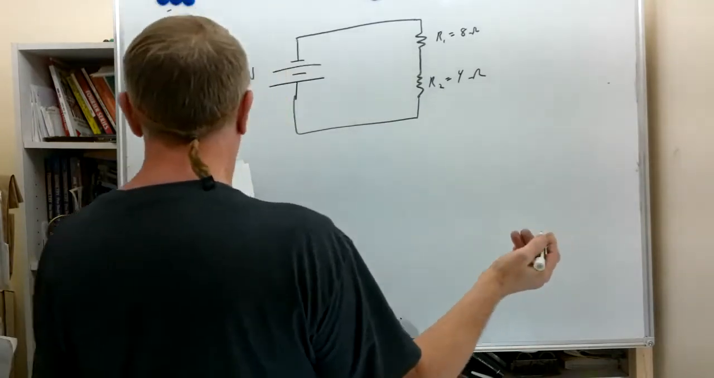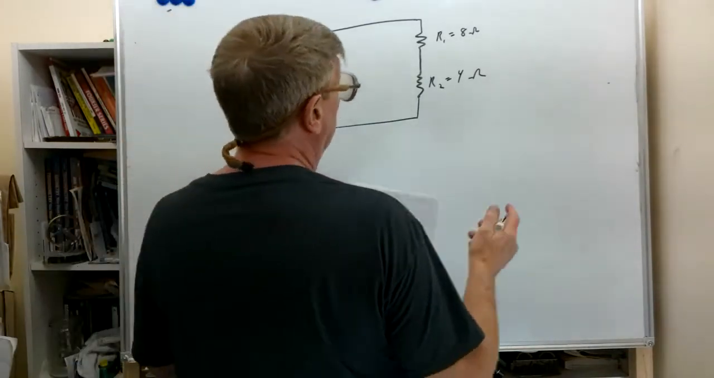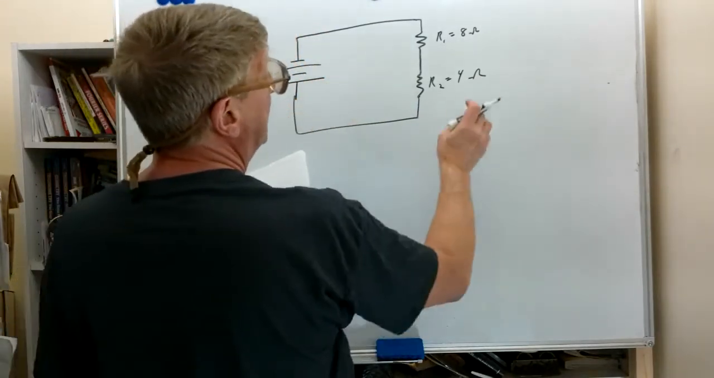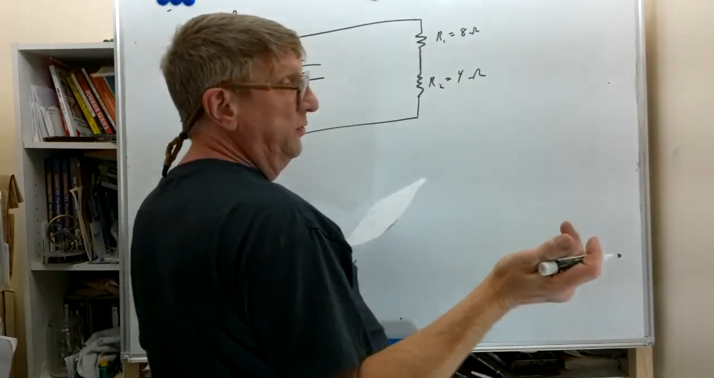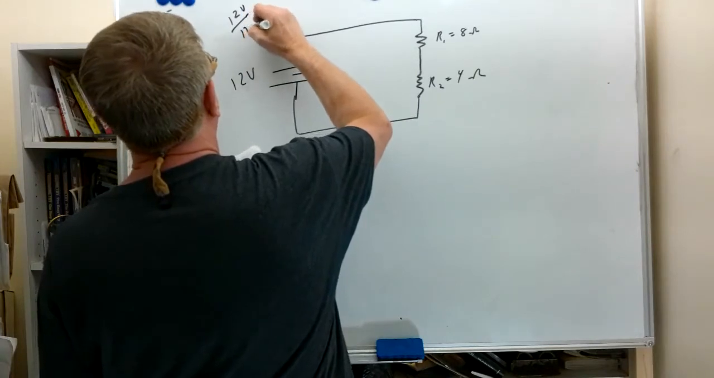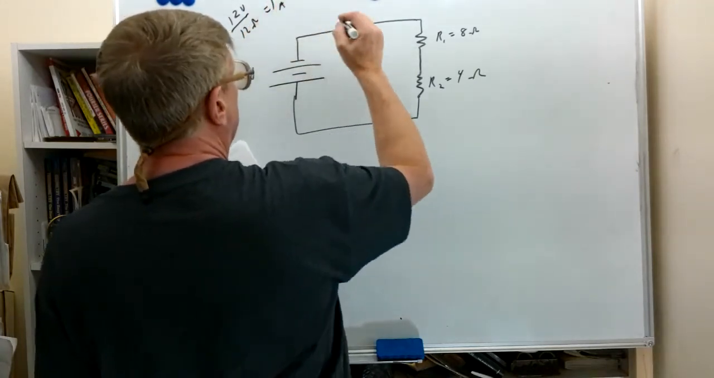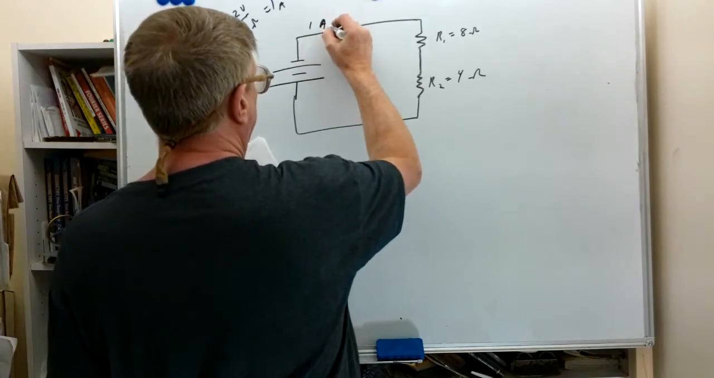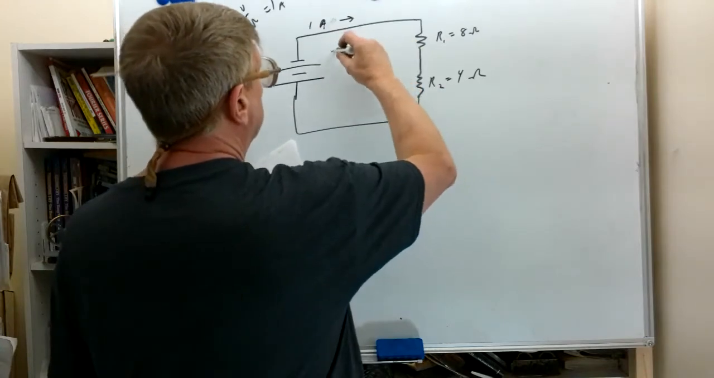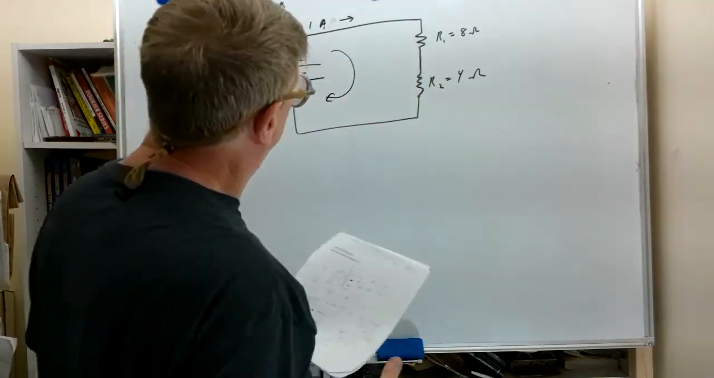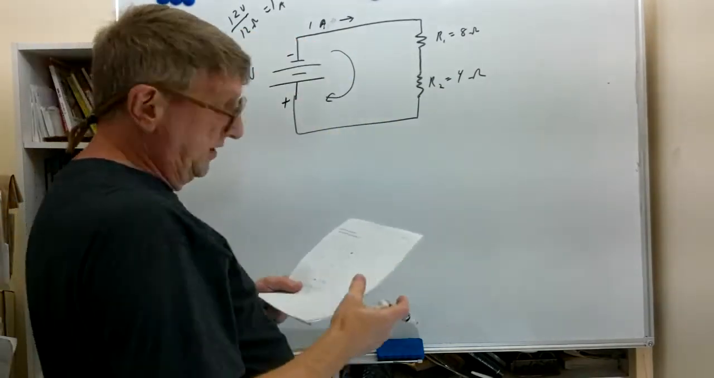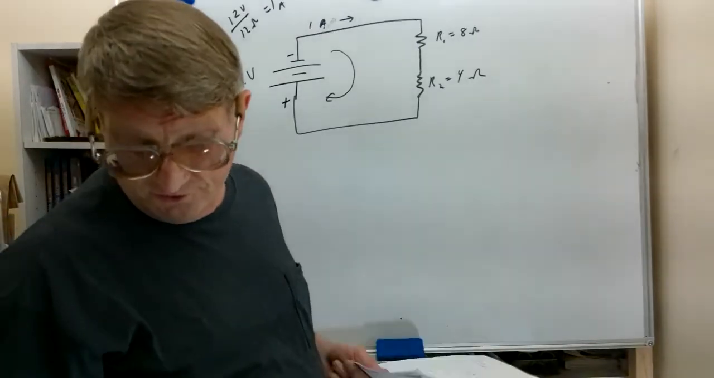So we can calculate the current again. The current will be the 12 volts, voltage, divided by the total resistance. We use our series resistance formula to come up with 12 ohms. 12 volts divided by 12 ohms gives us 1 amp. So we have 1 amp of current flow, I'm just going to use the symbol A, and it's going again clockwise from the negative terminal of the source back to the positive terminal of the source.